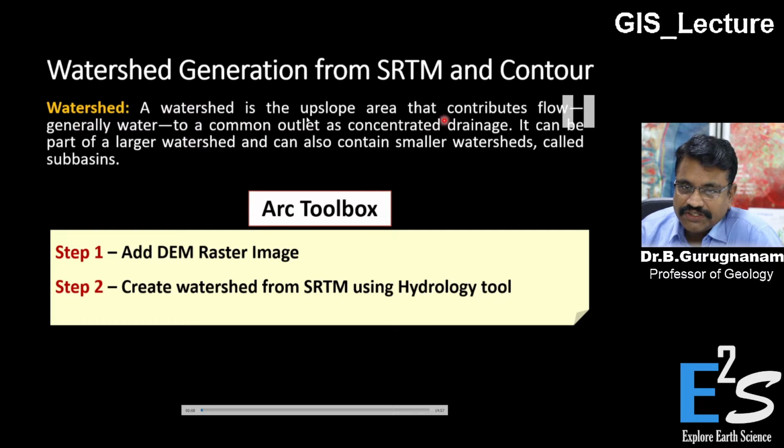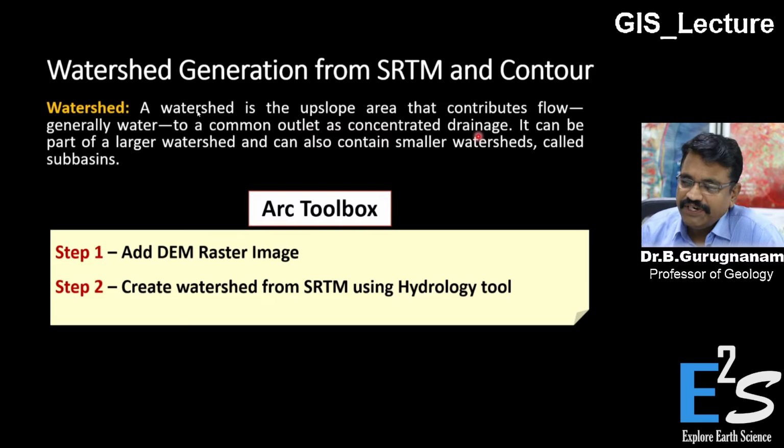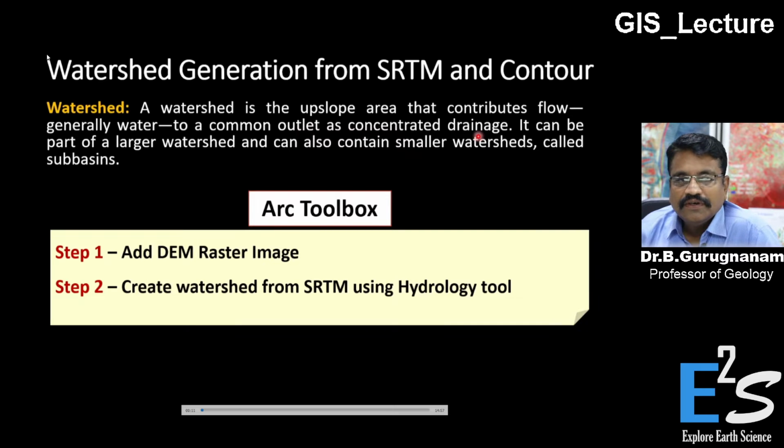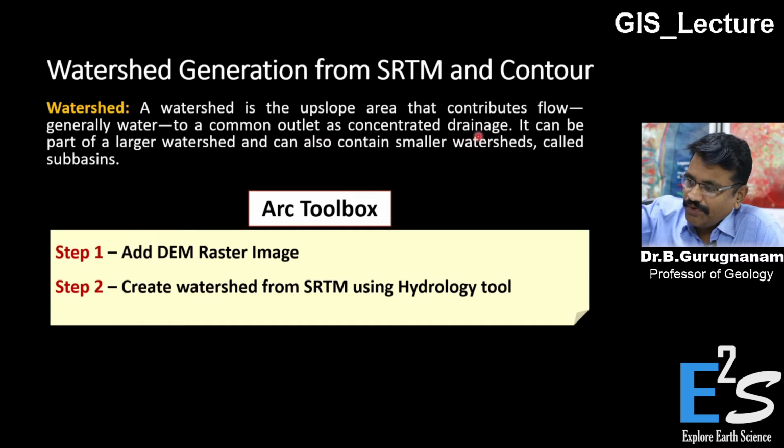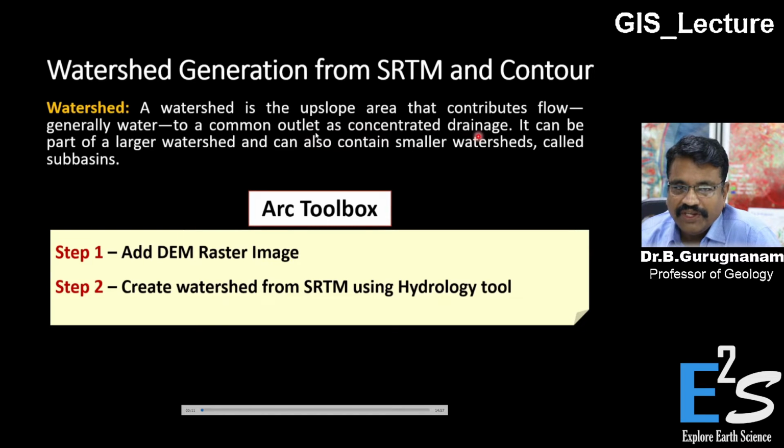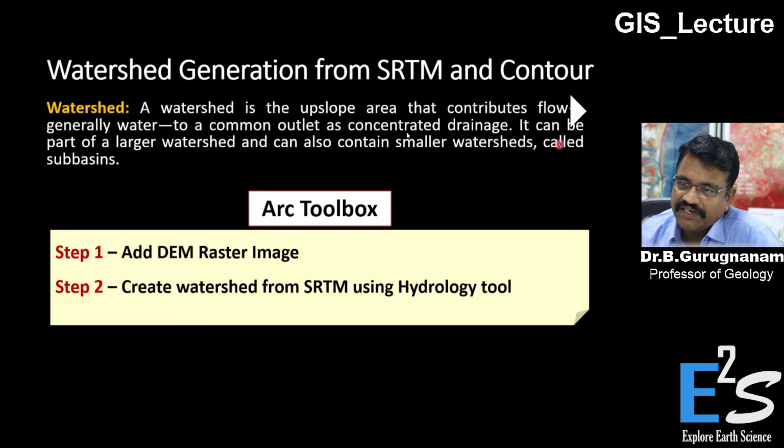What is a watershed? A watershed is the upslope area that contributes flow, generally water, to a common outlet as a concentrated drainage. It means when the meteoric water, or the atmospheric water, or the rainwater comes and touches the surface of the earth, it starts moving with respect to the slope. Then from the first point to the last point, you make a basin, a watershed, that is, from the inlet to the outlet as a concentrated drainage.